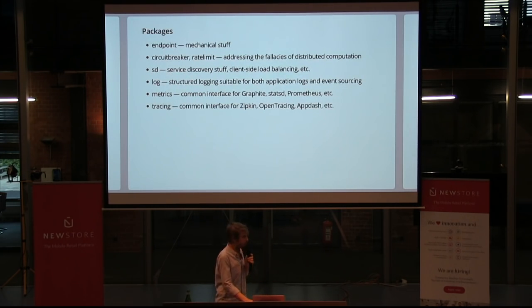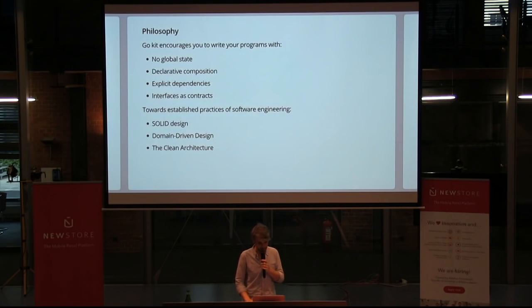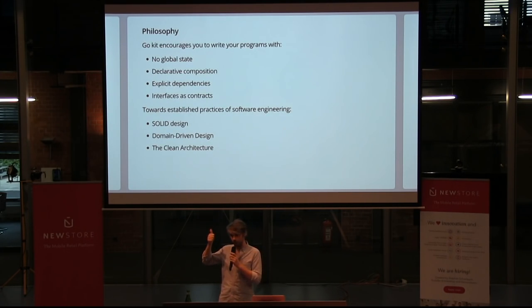Here's a list of packages. It's not super interesting. This is more interesting. Philosophy of Gokit. Gokit encourages you to write your programs with no global state. I hope that's not controversial. There's something called declarative composition, which I'll describe a little bit more. Explicit dependencies always, and to treat interfaces as contracts. And there's a lot. This is a very dense list. I'll try to explain what I mean as the talk goes on.